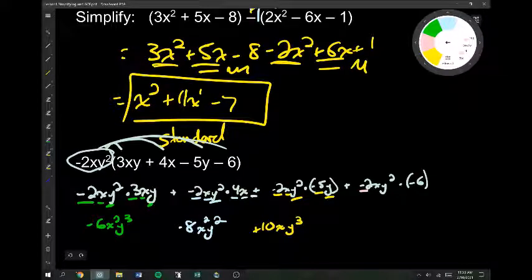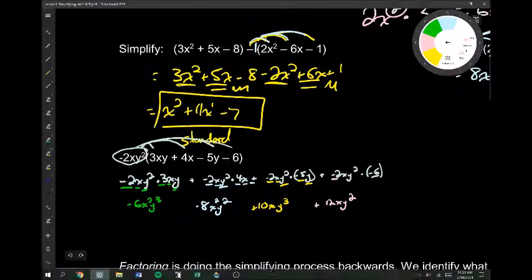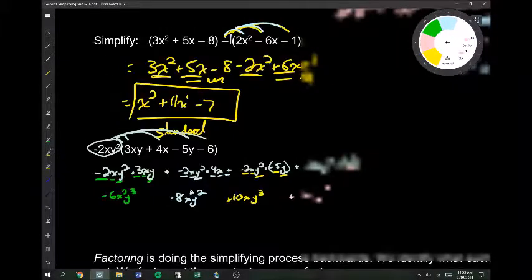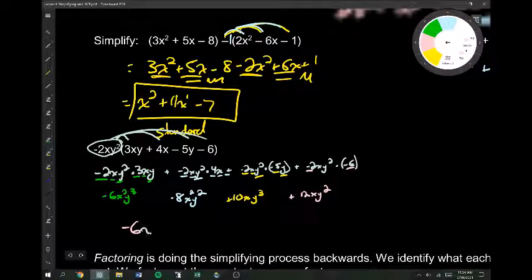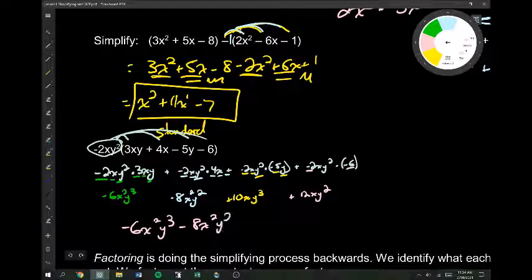Finally, negative 2 times negative 6 is positive 12. And then there's just xy squared because there are no variables to multiply those by. So I put this all together, and I'm going to get negative 6x squared y to the third minus 8x squared y squared plus 10xy to the third plus 12xy squared.